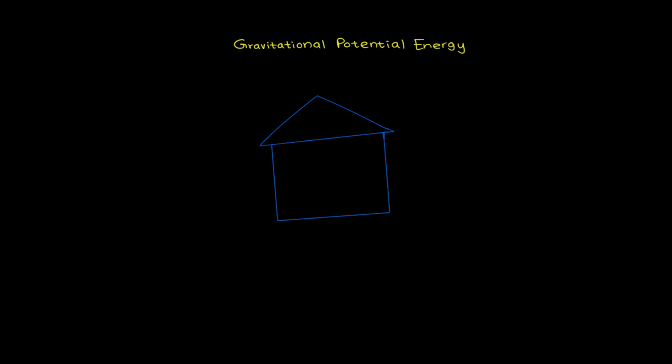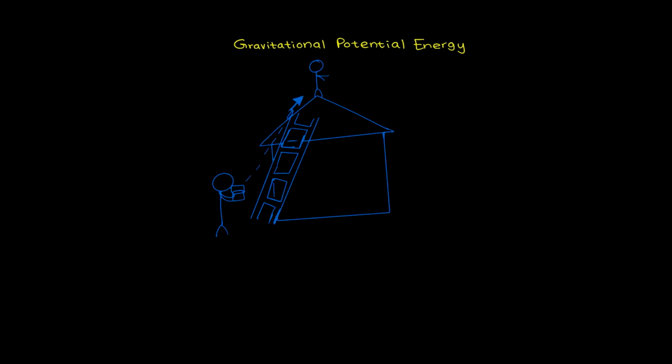A worker carries a brick up a ladder to a roof. What changed about the brick's energy? It gained gravitational potential energy. Potential energy is stored energy. Energy an object has because of its position or condition. Gravitational potential energy specifically comes from height. The higher you lift something, the more gravitational potential energy it stores.